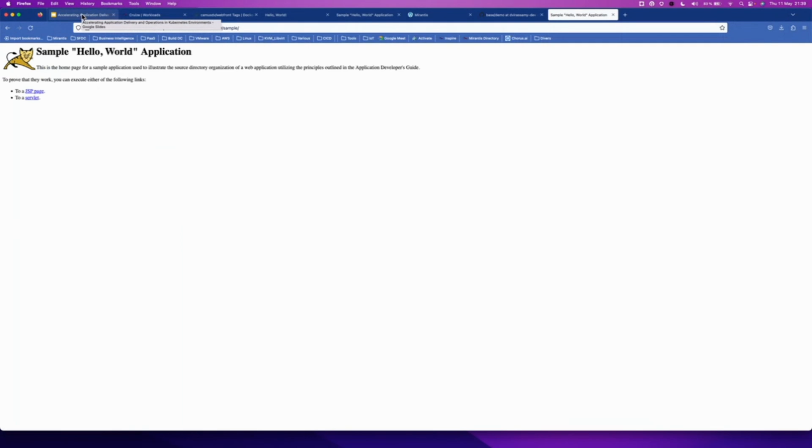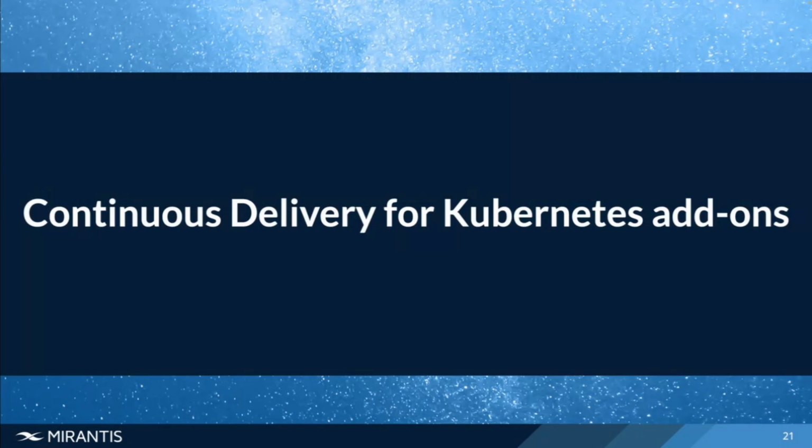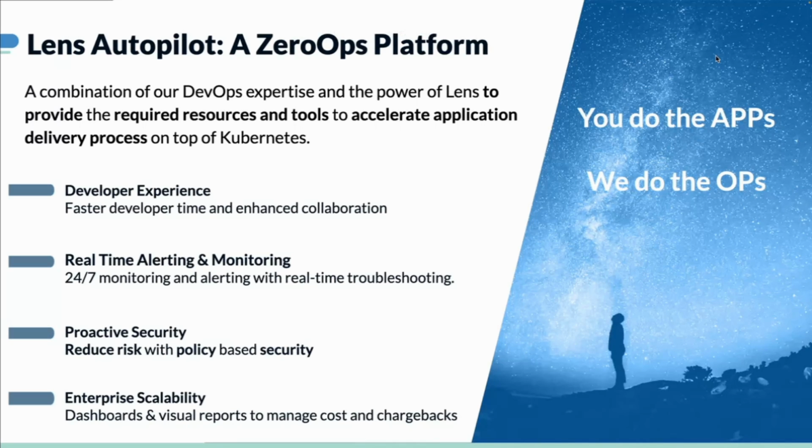So it is that scale and complexity of handling all these environments that is also one of the blockers of Kubernetes adoption. And to remove that blocker, you need a way of easily handling these clusters. This is what we call Mirantis Lens Autopilot. Again, Lens Autopilot is a ZeroOps platform in terms of how we handle these Kubernetes clusters. We remind you again of that very simple phrase: you do the apps and we do the ops.